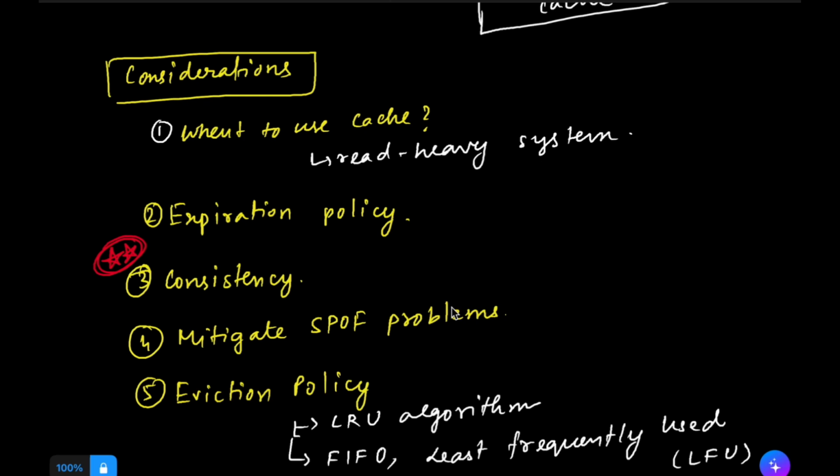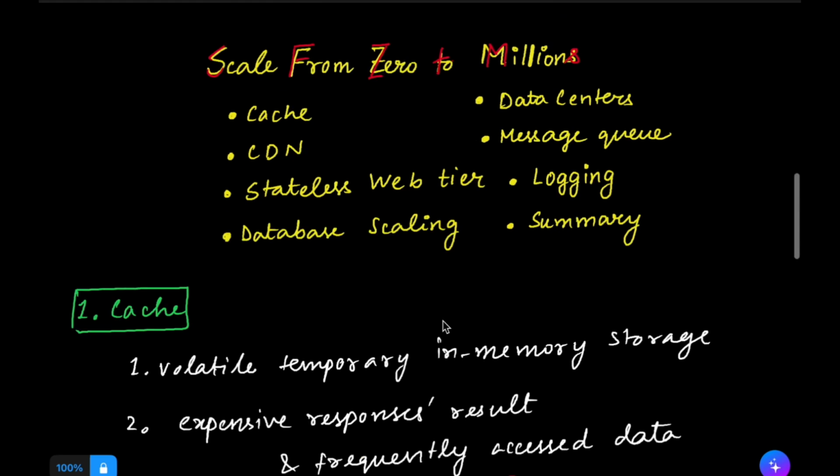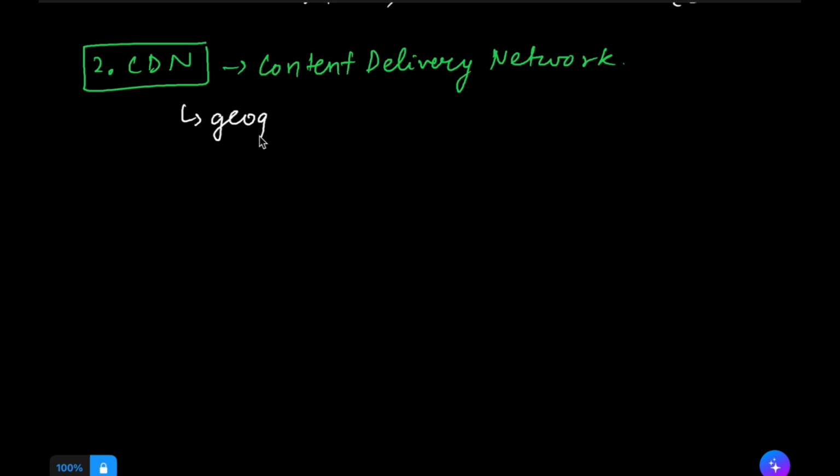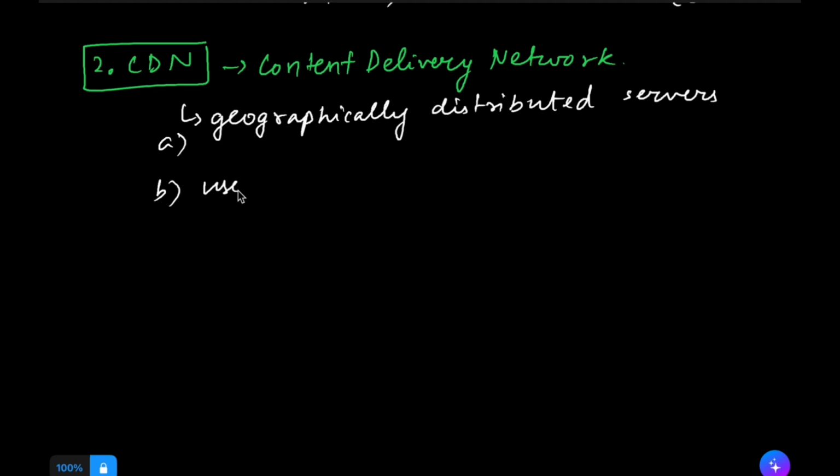In the next section we will be discussing another important feature, which is the CDN, or the content delivery network. So what is a CDN? CDN is basically geographically dispersed servers which are used to deliver static content. So these are geographically distributed servers, and what are they used for? Used to deliver static content.